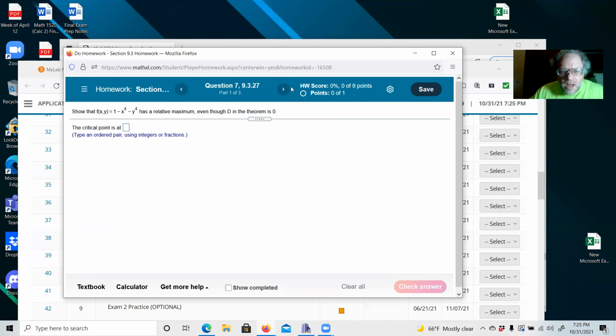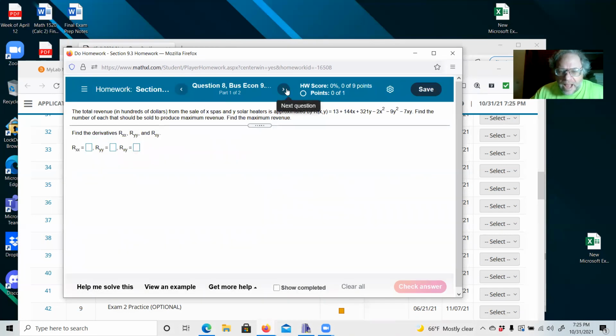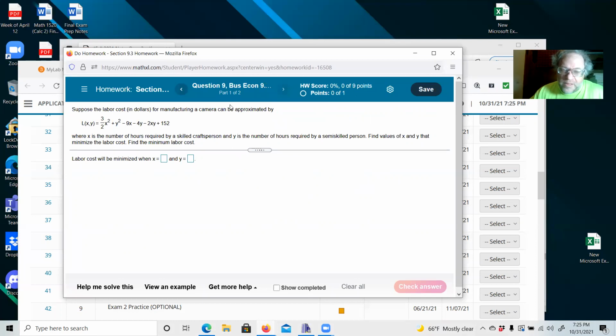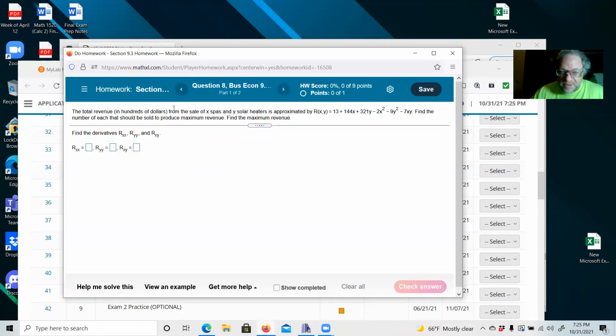There will be a word problem. I picked one of the ones out of your homework. So spas and heaters, labor costs, and the camera. It's got to be one of those two, or one of the other ones that are in there, but I think this is it. These are the two that I picked so that you guys would have a reasonable chance of doing something. I didn't want to come up with a brand new problem for you.